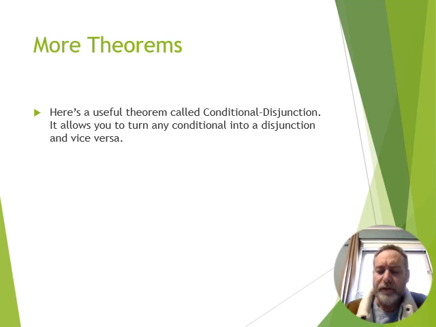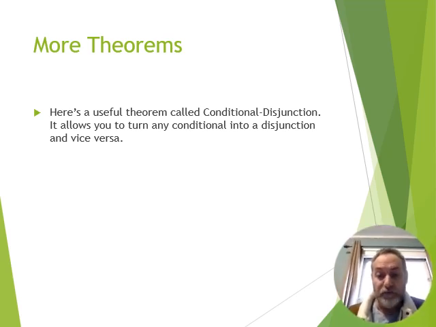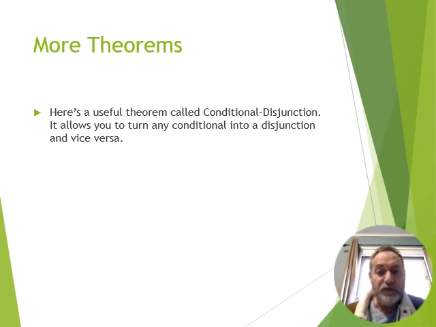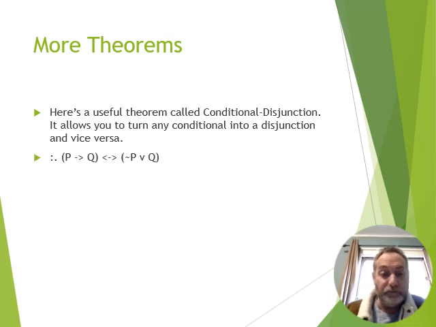So I'm going to give you one more theorem that's super useful. There's so many theorems. We're not going to spend a lot of time on this, but I want to introduce the concept to you and give you a couple super useful ones. So this one is called conditional disjunction, or CDJ, and it allows you to turn any conditional into a disjunction and vice versa. Now, once again, it's not as simple as like P then Q just can become P or Q. There's some negations involved, as we'll see, but still very useful.